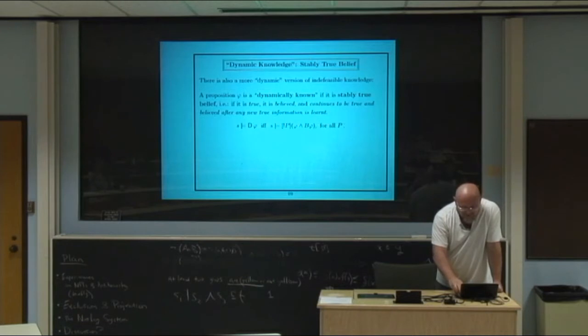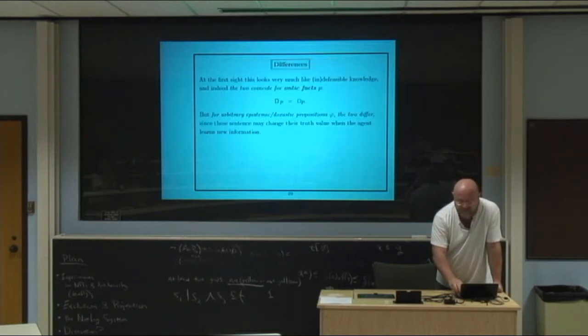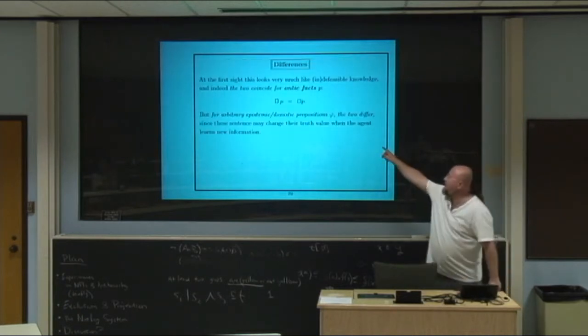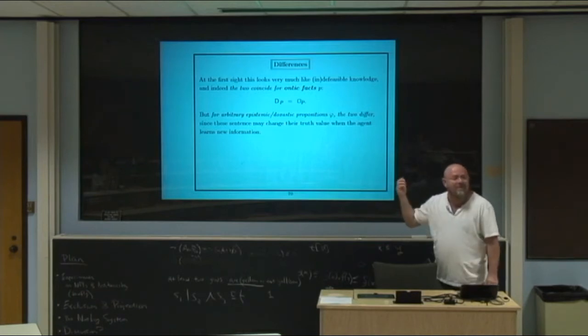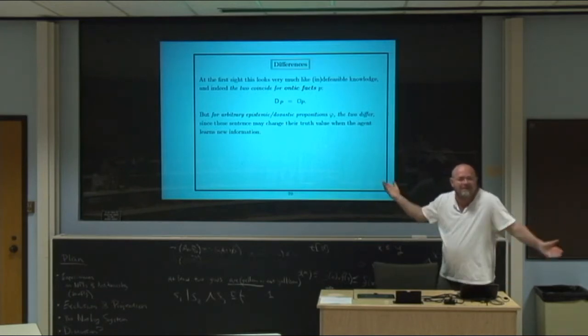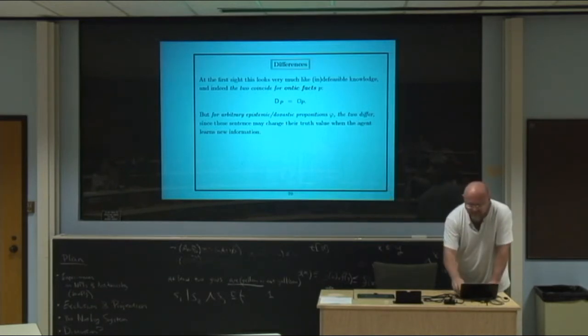Of course, when you apply it to atomic sentences or ontic facts, Boolean combinations of atomic sentences, this new notion D and the box are the same. The dynamic knowledge is the same as box, because in that case.